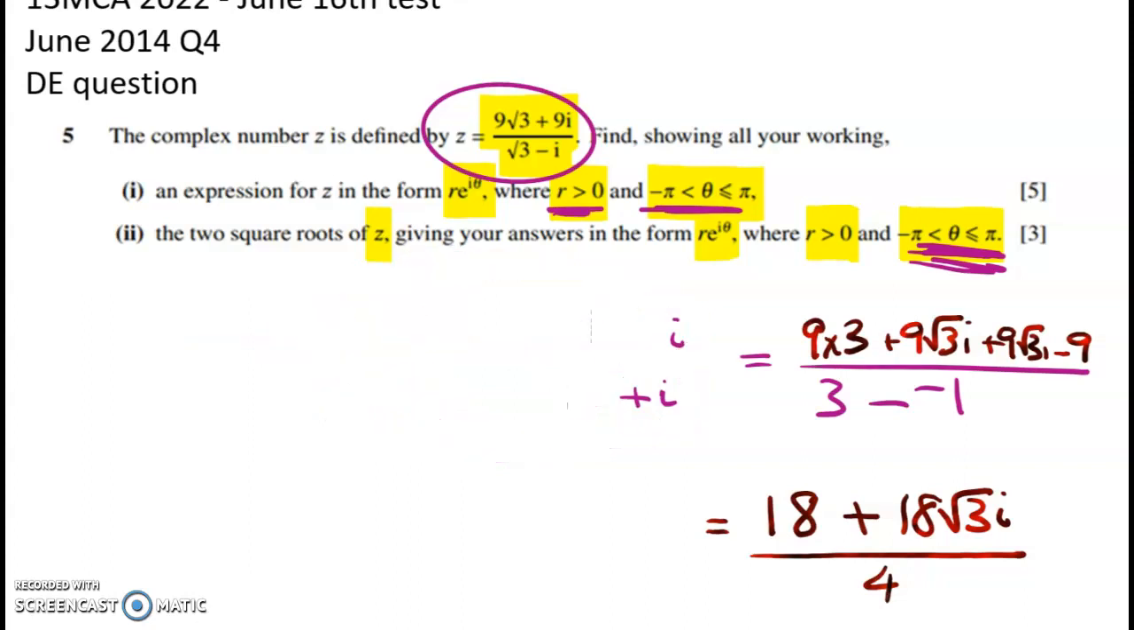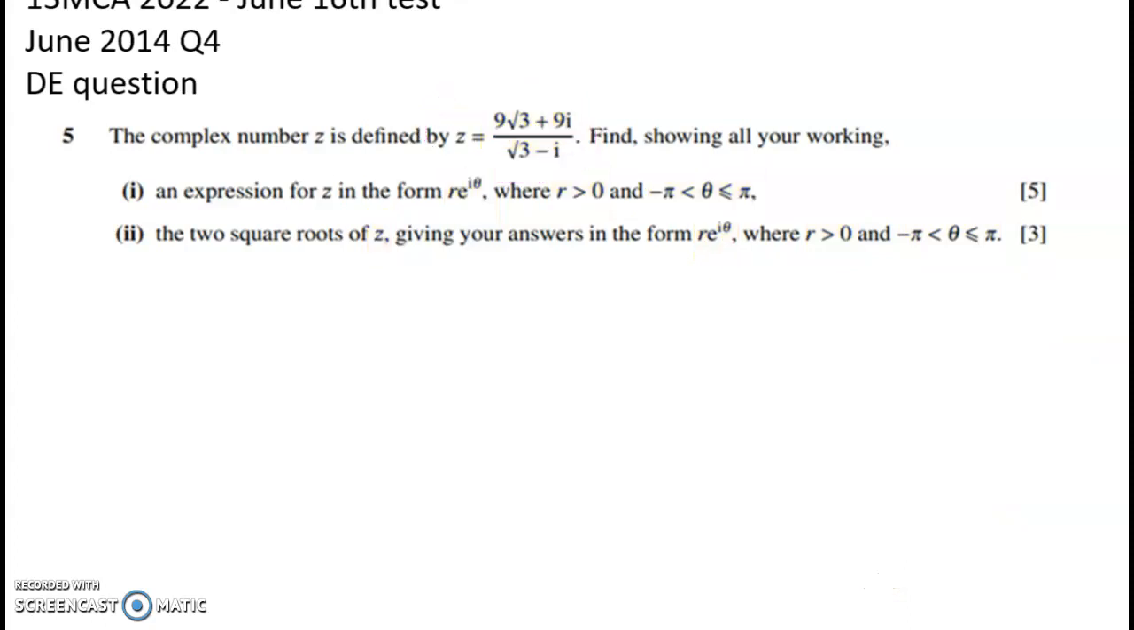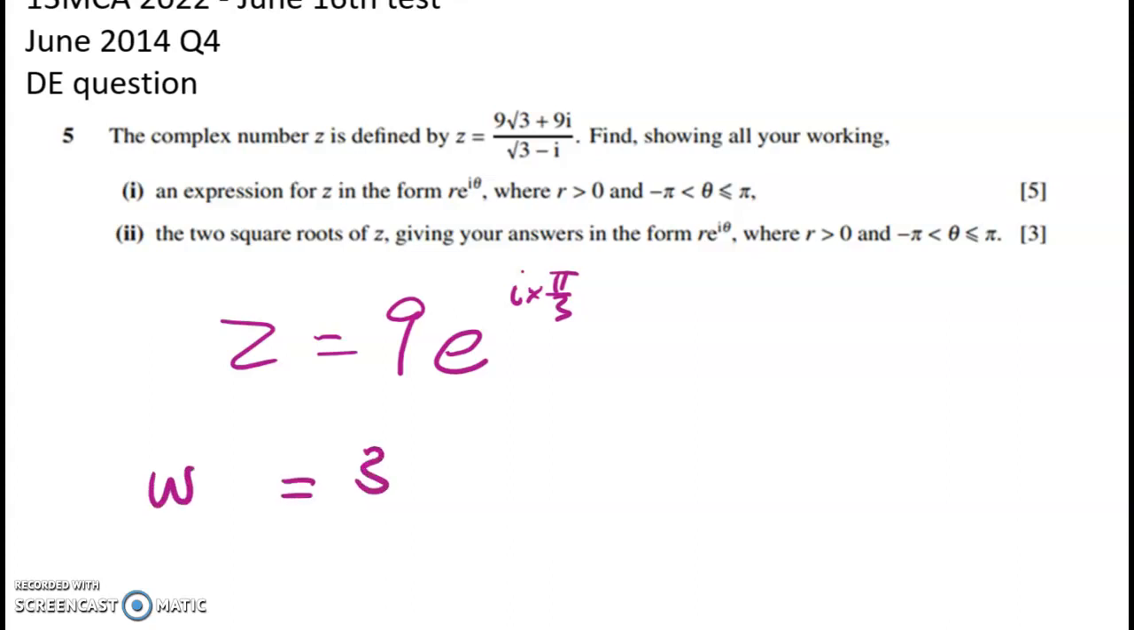So that's cool. So then the next thing we're going to do is give the 2 square roots of z, and we're going to do that in exponential form. Most of you watching can probably see the first of the square roots. We've got z is equal to 9e to the power of i times pi on 3. So if I call w what's going to give me the square root, if I square root this, I'll get 3, and I need to halve this power. So it's going to be 3e to the power of i times pi over 6. Right, so that's going to give me one of the square roots.